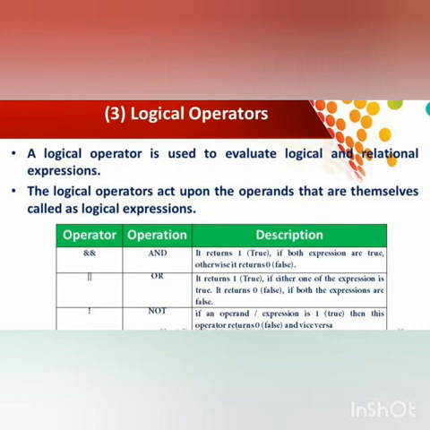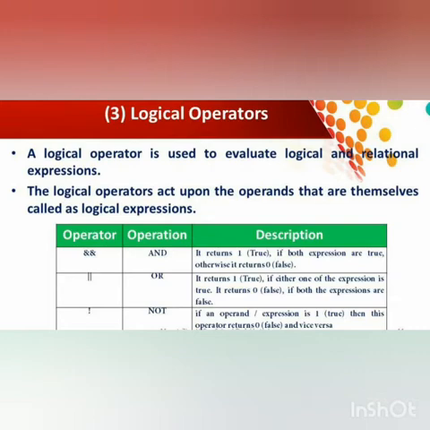Here, what is the meaning of expression? Expression means the combination of operator and operands. For example, when I say 10 plus 5, then this is called an expression. Here, plus is an operator and 10 and 5 are operands. So, expression means the combination of operator and operands.